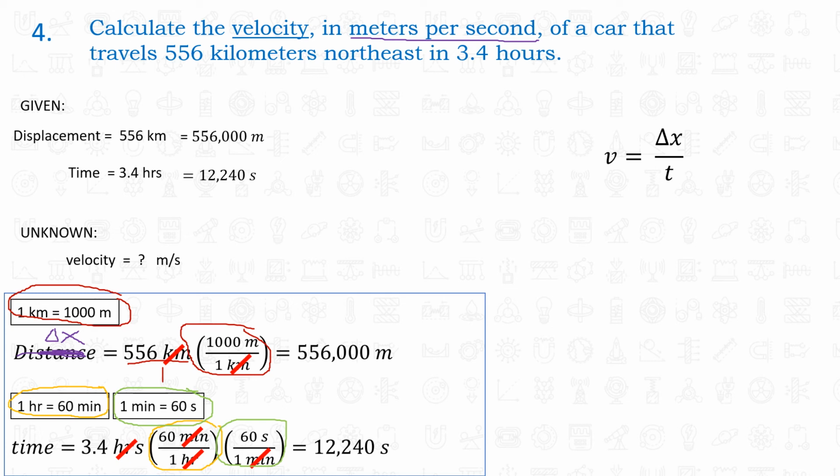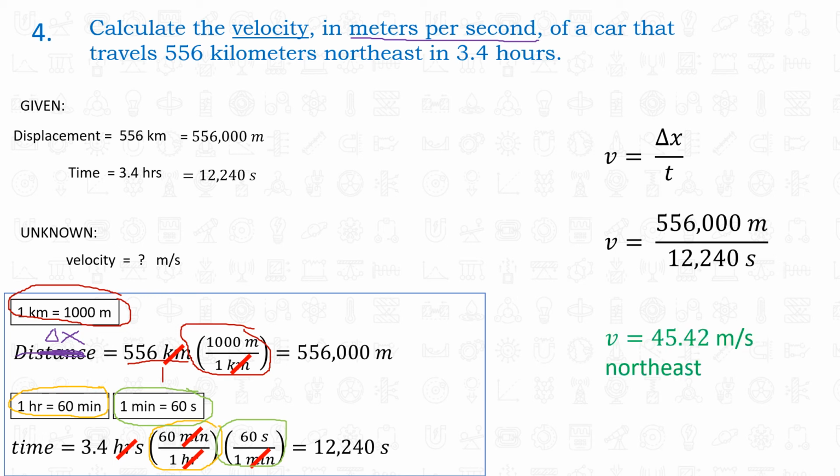Really your position here is changing from 0 is your final position. I'm sorry, 556,000 meters is your final position. The initial is 0. So obviously final minus initial will still give you 556,000 meters. And so we're going to put that on there. Divide that by 12,240 seconds, and we will get 45.42 meters per second.